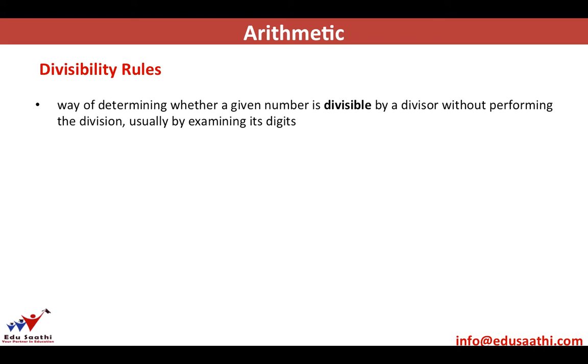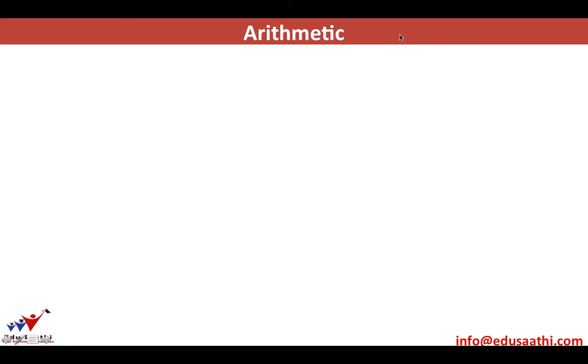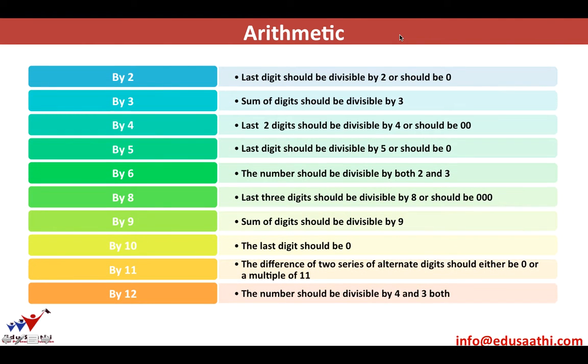So it's very simple. Instead of actually dividing the number, we'll follow the divisibility rules and we'll check whether a given number is divisible by a divisor or not. In case it is not divisible, we'll also be able to find out what is the remainder. So let's look at the divisibility rules for certain numbers.